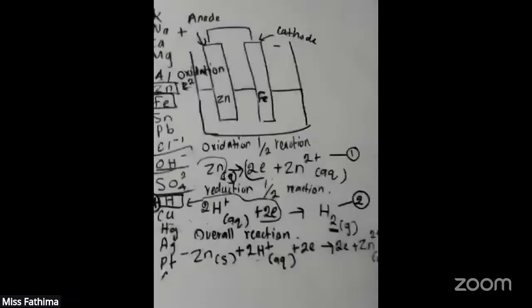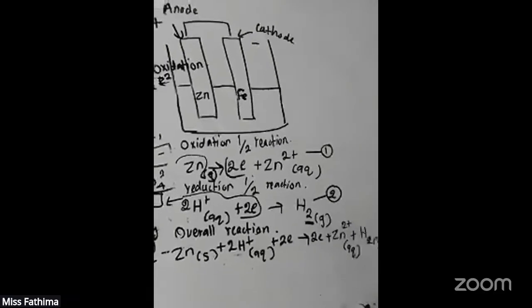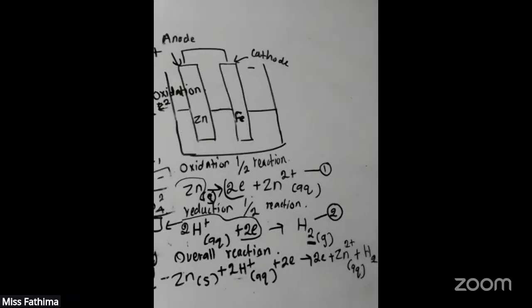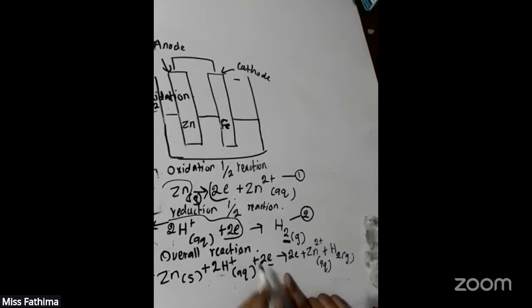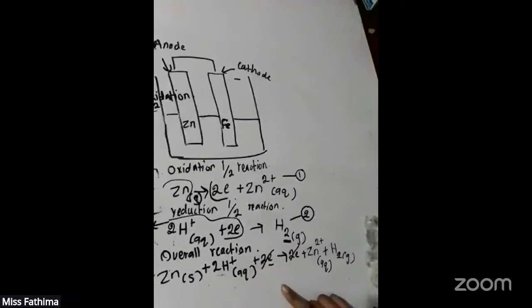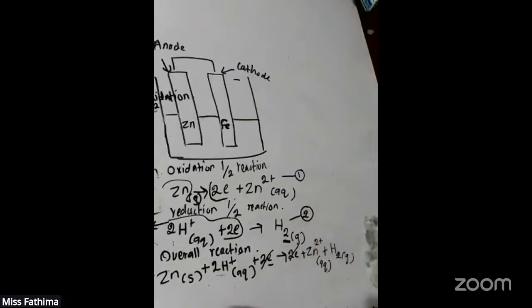Now, what do you do? You simplify. How do you simplify? You see here, you have to simplify the electron, not any other thing. 2 and 2 you can cancel off. Then you forget about those two and you write the remaining. You write zinc S, which is solid, and 2 hydrogen ions in the aqueous medium. You draw the arrow. Zinc 2 plus in the aqueous medium, then plus H2 gas. Understood?